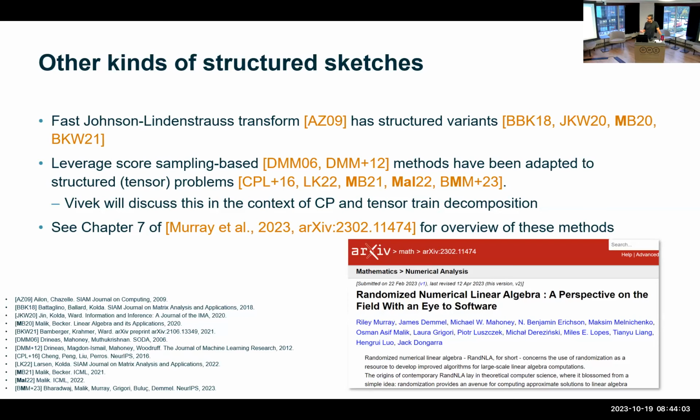And I also want to advertise this monograph that came out recently. Overall, if you're interested in randomized numerical linear algebra, I would recommend looking at this, especially if you're interested in this software perspective. It goes through a lot of the field, doing a survey and introducing some new results. In particular, chapter 7 is about these kinds of structured sketches. If you're interested at all, I would recommend taking a look there.